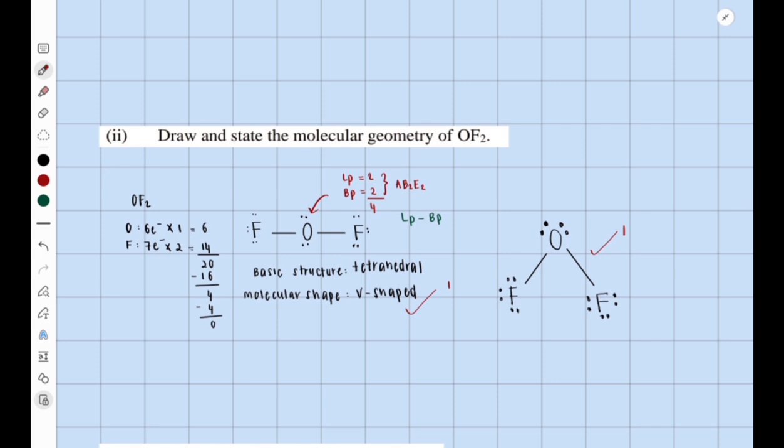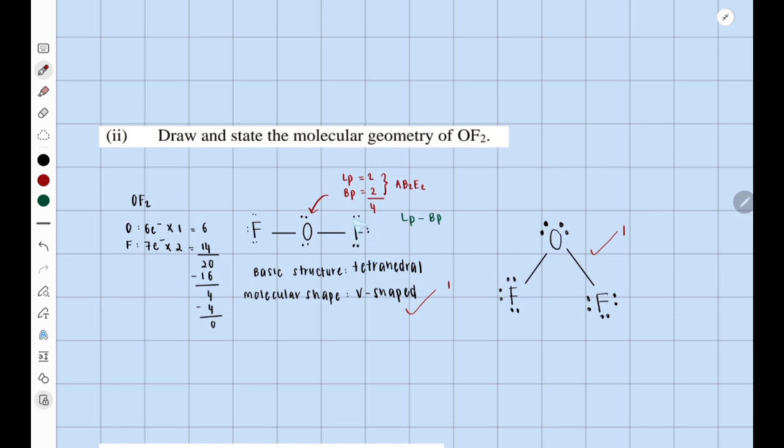Then connect two fluorine atoms to the oxygen atom with single bonds. Then complete the octet for the fluorine atoms. Each fluorine should have 3 lone pairs, 1, 2, 3, or 6 electrons around it, 1, 2, 3, 4, 5, 6. So 6 electrons around each fluorine atom.